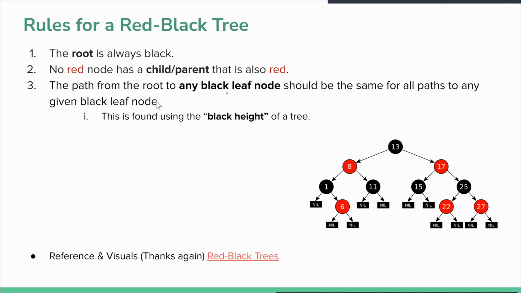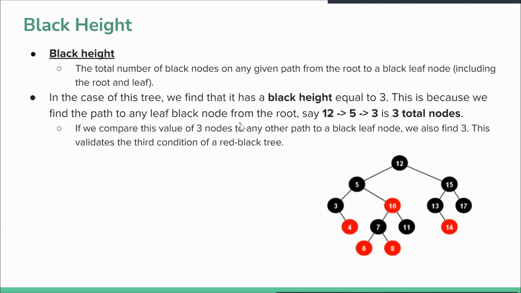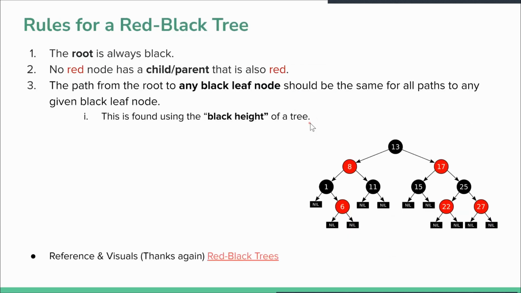But also, before we go on, this third rule is typically described as black height. And so we'll look at black height here. The total number of black nodes on the given path from the root to the black leaf node, including the root and leaf, is going to be your black height. But before I do that, I actually want to finish what I said here about the path.